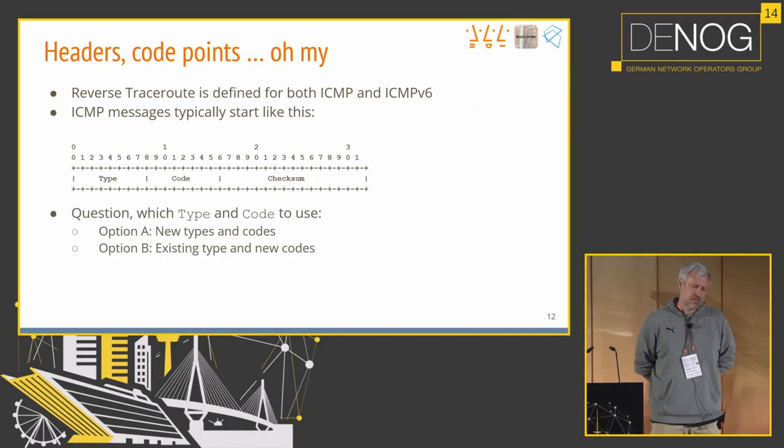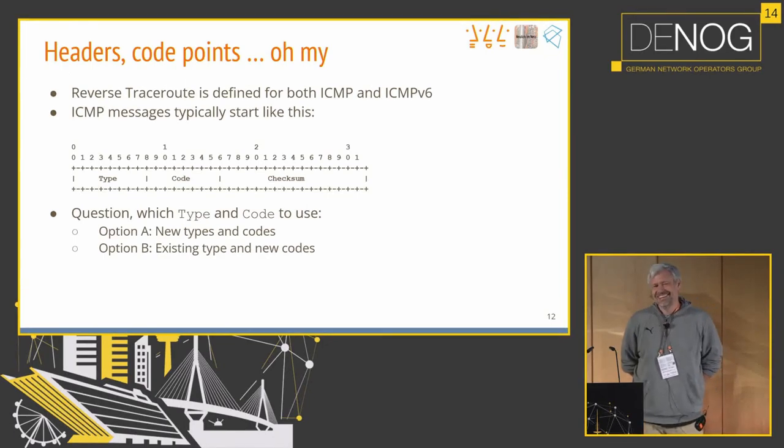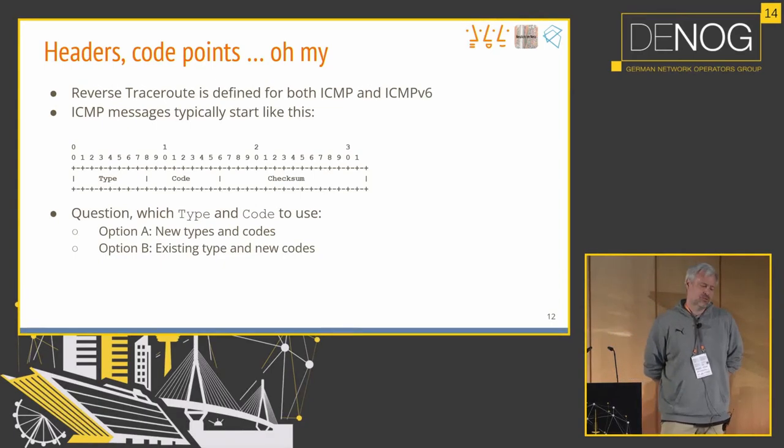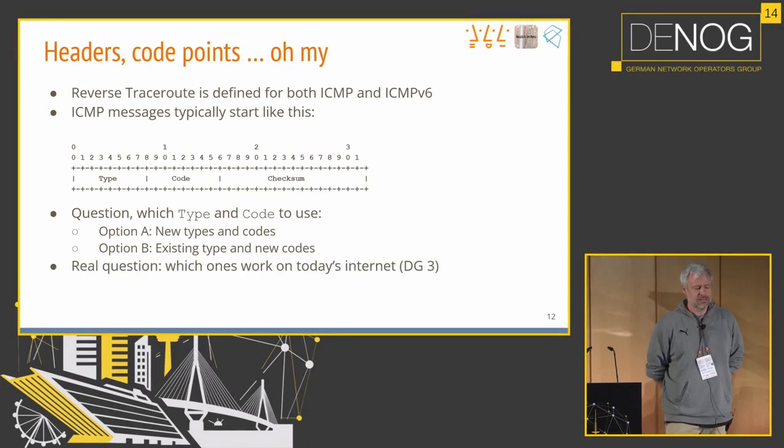And the question we ask ourselves is, which type and code to use? It seems like a simple enough question. So you go to the registry, see which one is still available, pick one, preferably the smallest one that's available, maybe. Or what you could do, you could take an existing type and use a different code. Why not? I mean, you can multiplex on the code alone. But the real question behind this is, which one works on today's internet?